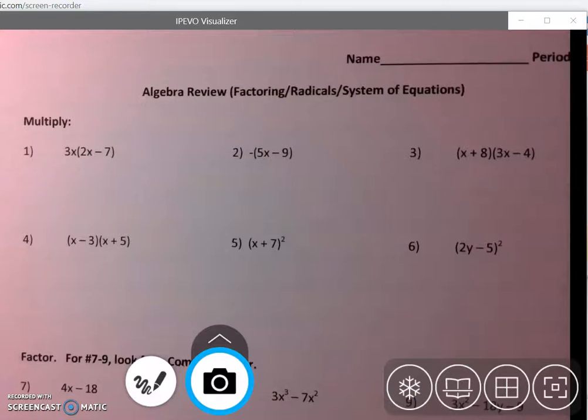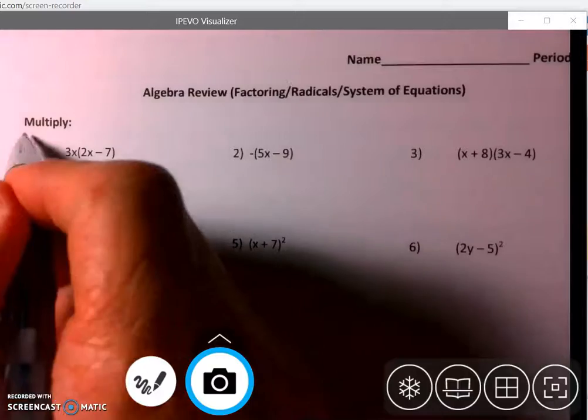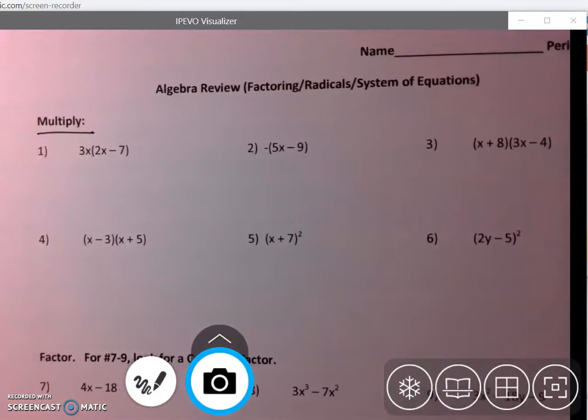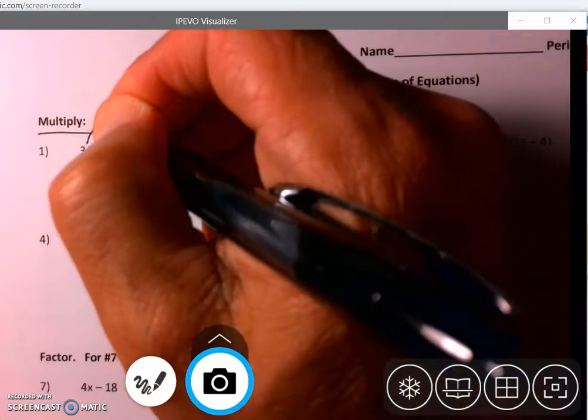Okay, here's just a quick review of algebra. Just a quick reminder. The first part is multiplication, and we are simply just going to multiply terms together. The first one is just a common term on the outside.